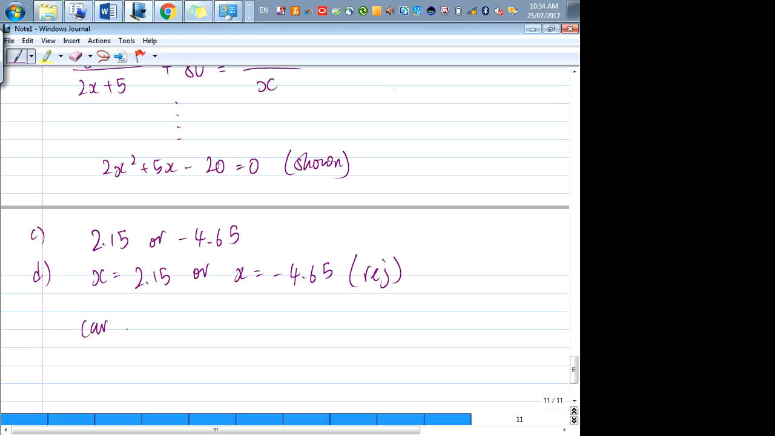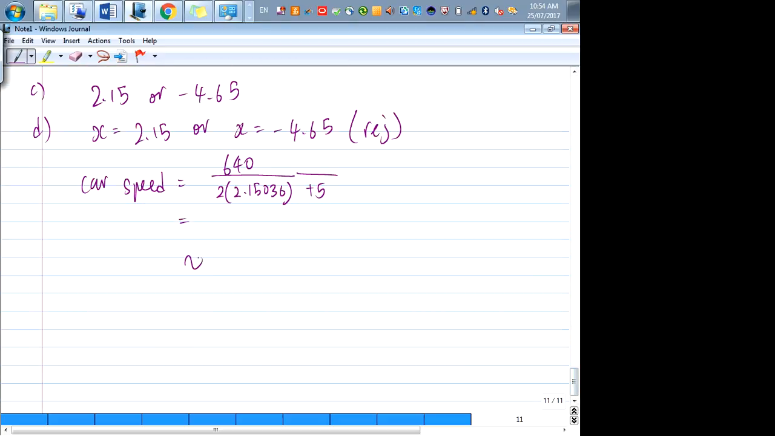Then the car speed will be 640 over 2 times 2.15036 plus 5. Get an answer. Round it off to 69 kilometers per hour.